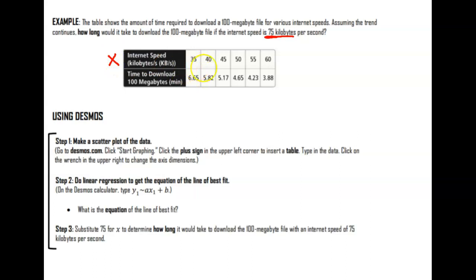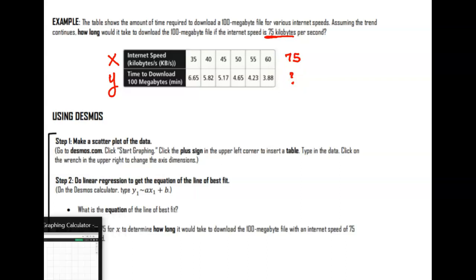So we have speeds of 35, 40, 45, 50, 55, 60. And then our outputs would be the time it takes, in minutes. So 6.65, 5.82, 5.17. Notice our times are going down. So this would be a negative correlation. As our speeds are increasing, our time to download is decreasing. So we eventually want to find out how long it's going to take for 75 kilobytes per second. So we're going to start by using Desmos.